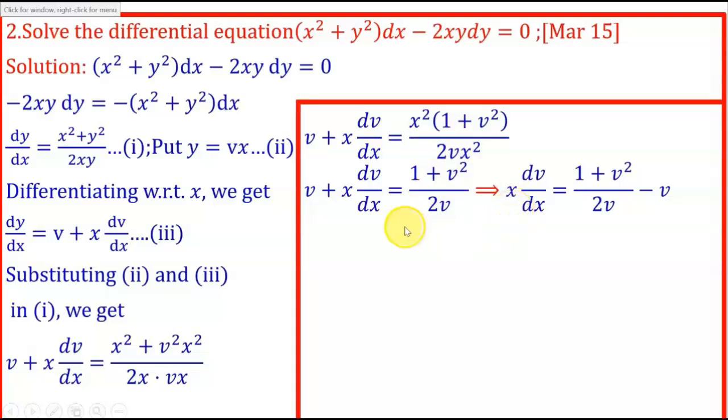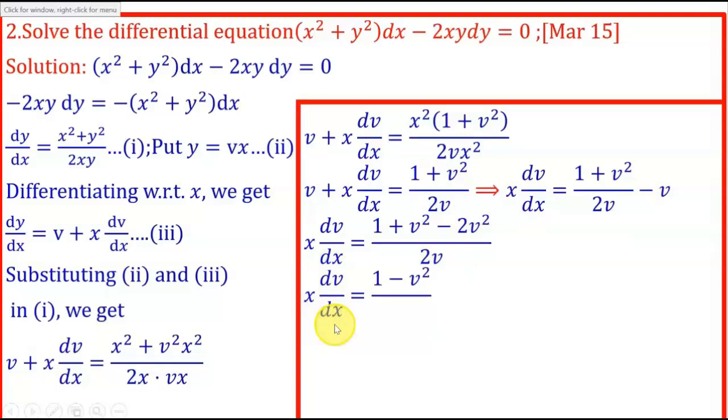It implies that if you shift this v to the right hand side, then you will have x into dv by dx is equal to 1 plus v square upon 2v minus v. Therefore, x into dv by dx, that is 2v into v, then you will get 1 plus v square minus 2v square upon 2v. x into dv by dx is 1 minus v square upon 2v.